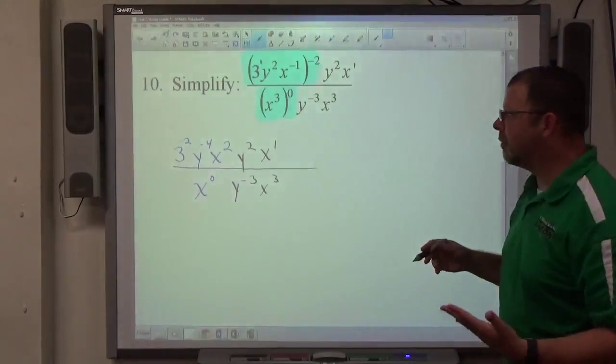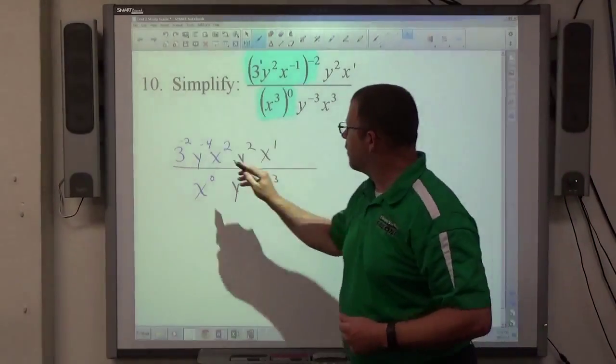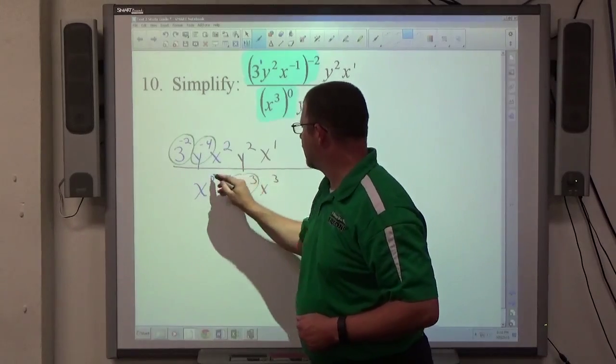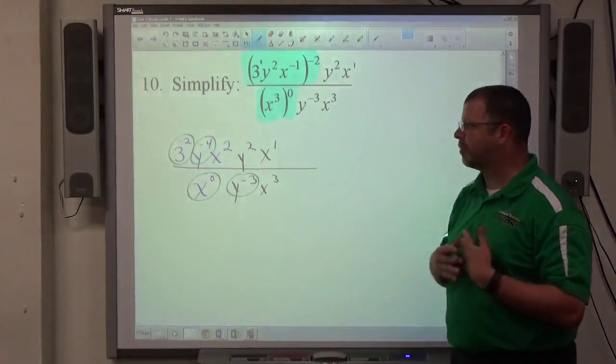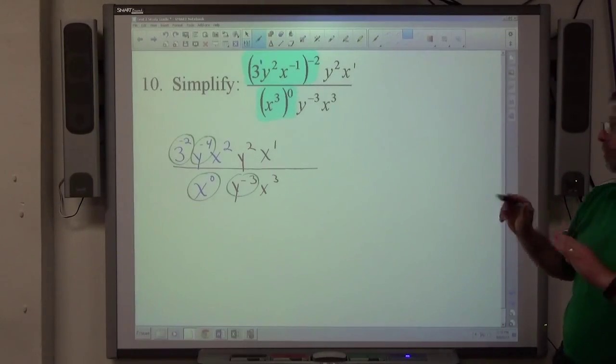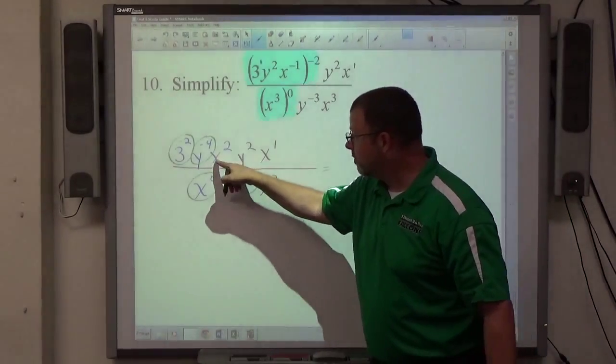Now I'm going to deal with my negative powers and my 0 powers. So I have to deal with this guy, and this guy, and this guy, and this guy. Everything circled in green has to be dealt with. I'll deal with those things in green. Everything else, I'm going to just leave black. I'm going to change that to black.